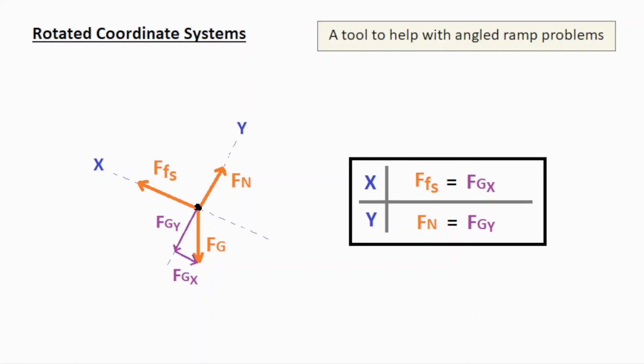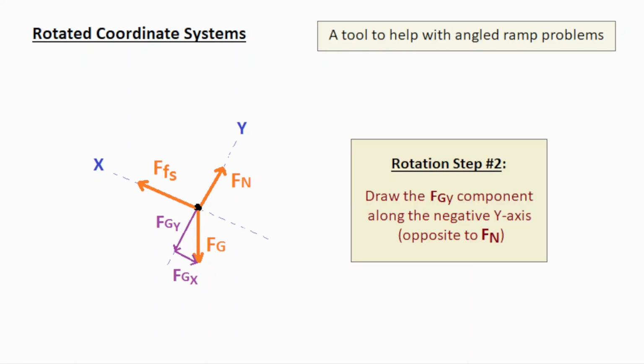And the reason the object is not moving along the y-axis is because the normal force is balanced with the gravitational y component. Now I can introduce rotation step number 2, which is about breaking the force of gravity up into its components. I could have drawn the force of gravity x component first here, and then closed the triangle with the gravitational y component here. But I would recommend you do it in the way that is shown in the image. Notice that I have drawn the gravitational y component along the negative y-axis and opposite to the normal force. I think this makes solving the problem easiest and will help us get the ramp's angle of incline involved.